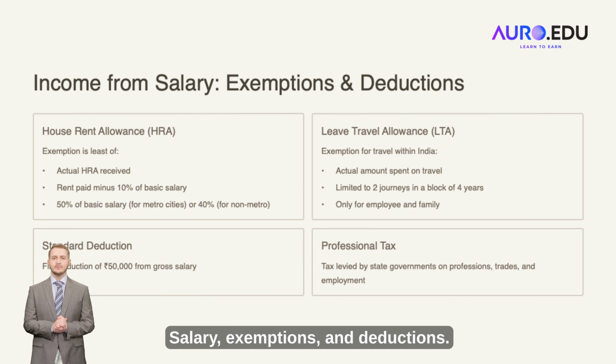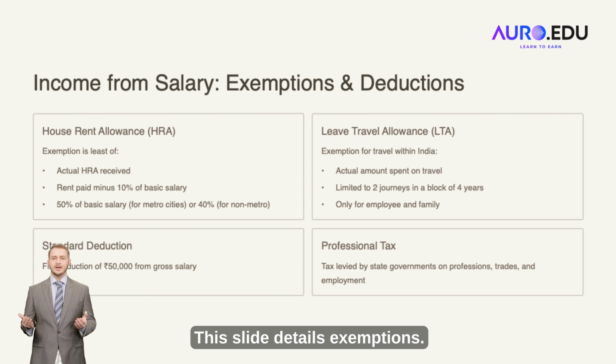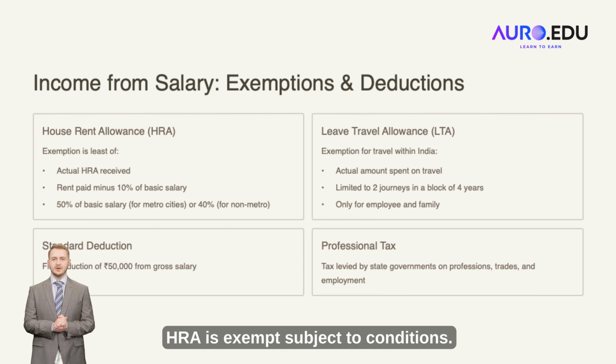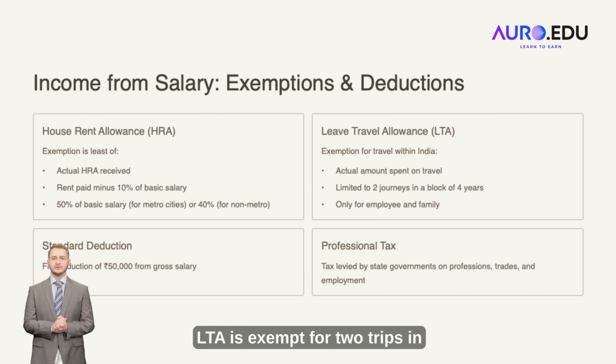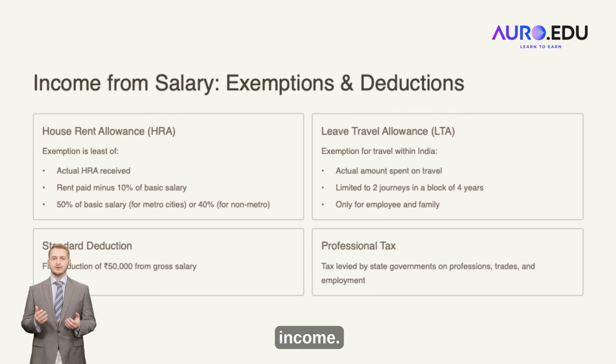Salary, exemptions and deductions. This slide details exemptions. HRA is exempt subject to conditions: the actual amount received, rent paid minus 10% of salary, or 40-50% of salary depending on the city. LTA is exempt for 2 trips in 4 years within India. A standard deduction of Rs. 50,000 is available to all salaried individuals. Professional tax levied by states is also deductible. These reduce the taxable portion of salary income.